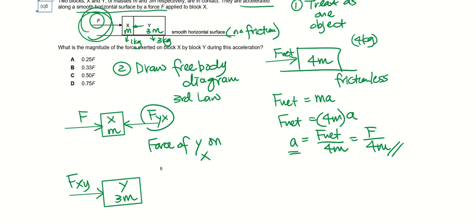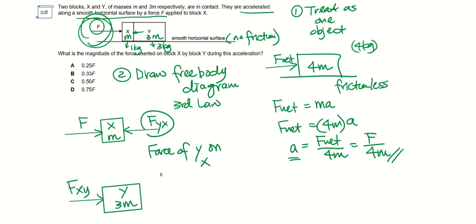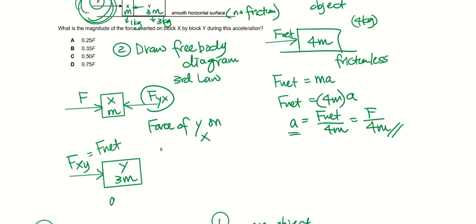Okay, if you don't understand this, I can demo this in class. Do let me know. But for now, I suggest that y doesn't know this force F is pushing it. All he knows is that x is pushing him, and this will be the F net that y is experiencing. Now we also know that for y, its acceleration is F over 4m.